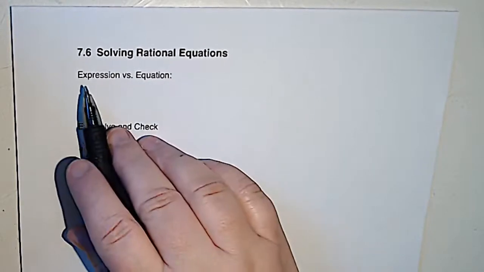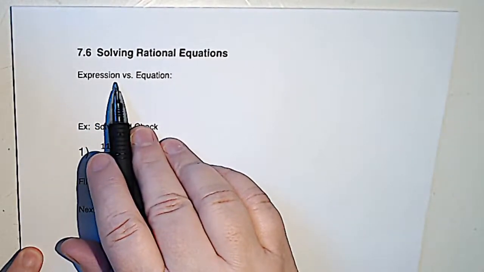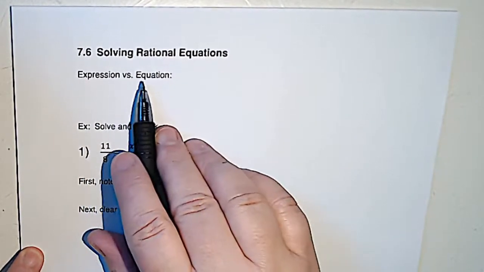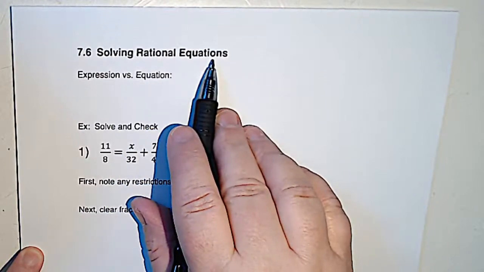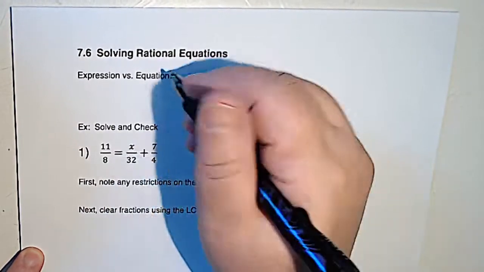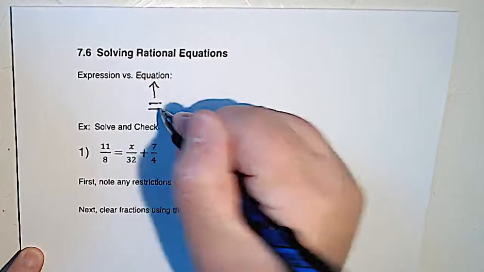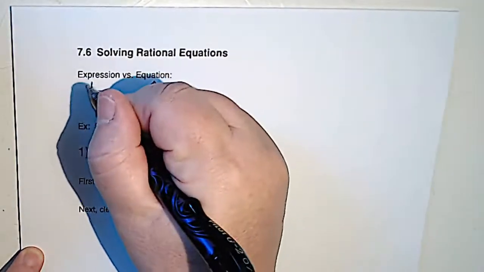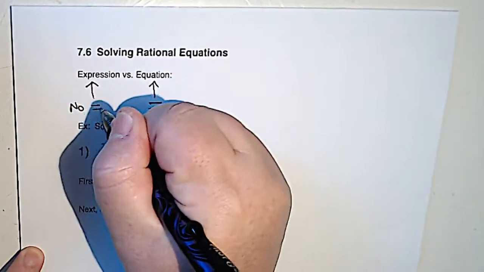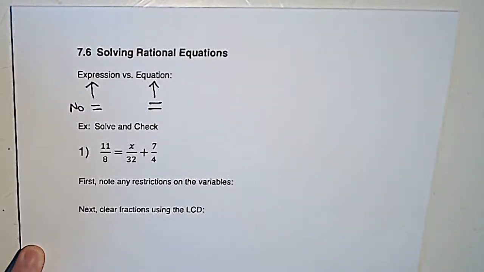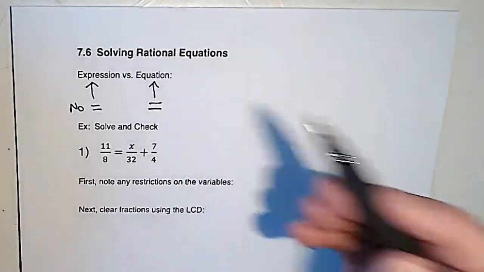So the first thing is, what is the difference? Because up until now, I've said rational expression, and now I'm saying rational equations. An equation has an equal in it, and an expression has no equal in it. That's it. That's the whole thing. So now we're going to be dealing with whole sentences. Up until now, we've just been working with math words. So an expression is a word. An equation has an equal sign.